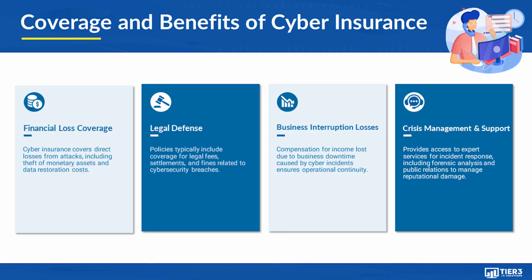So we talked about this a little bit already, the types of coverages that you can look for within a cyber insurance policy. But essentially the four main things you want to protect yourself against are a financial loss, the legal costs of managing a cyber incident, business interruption losses, and then the crisis management and support. So obviously each one of these has a very different impact in your business, and we'll kind of just touch on them really quick here.